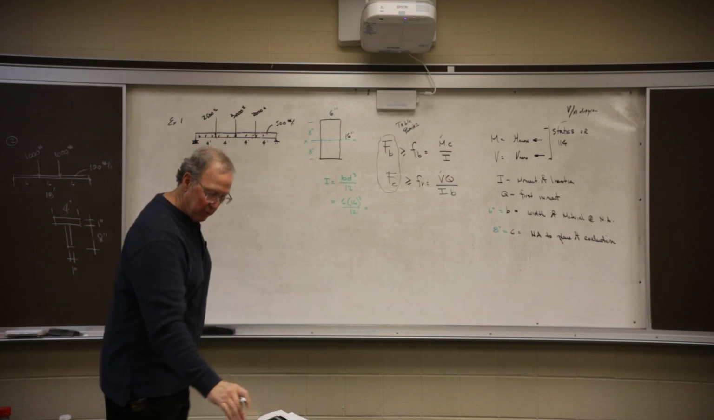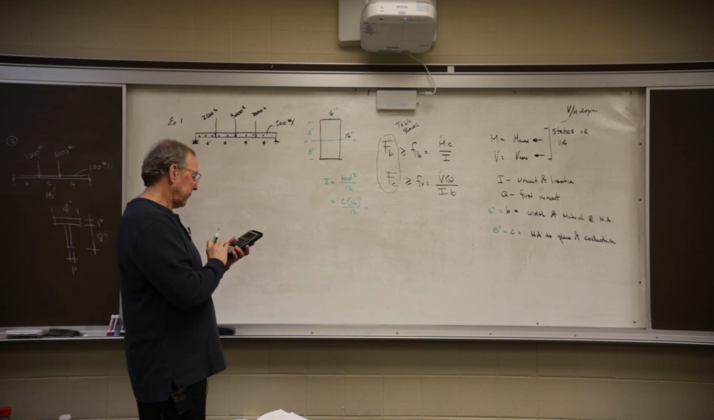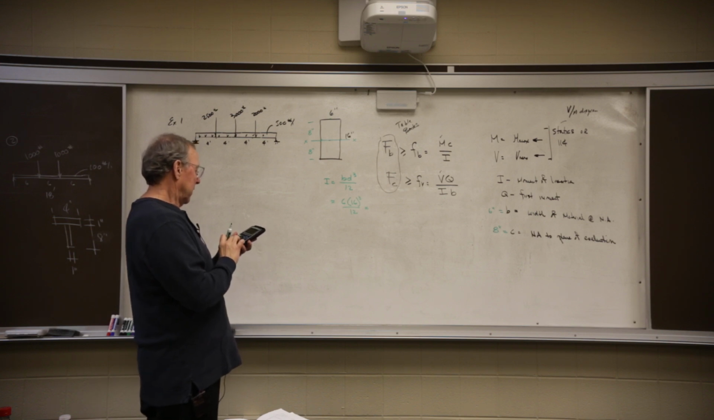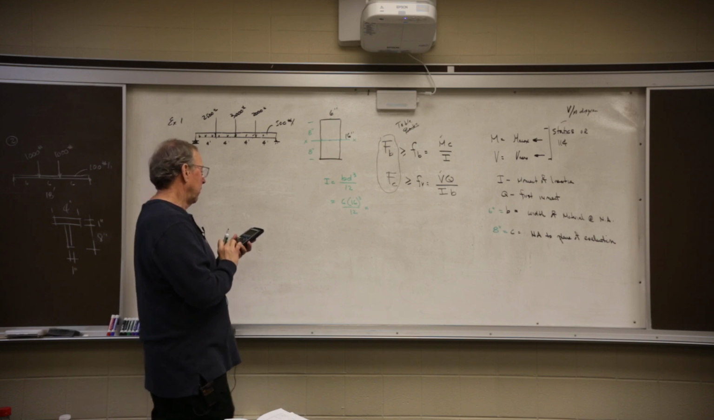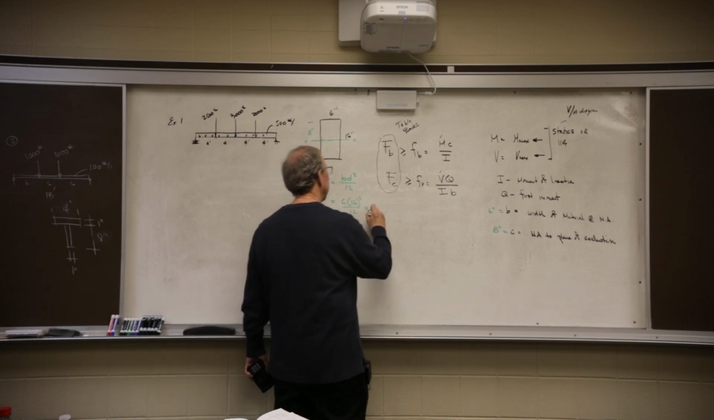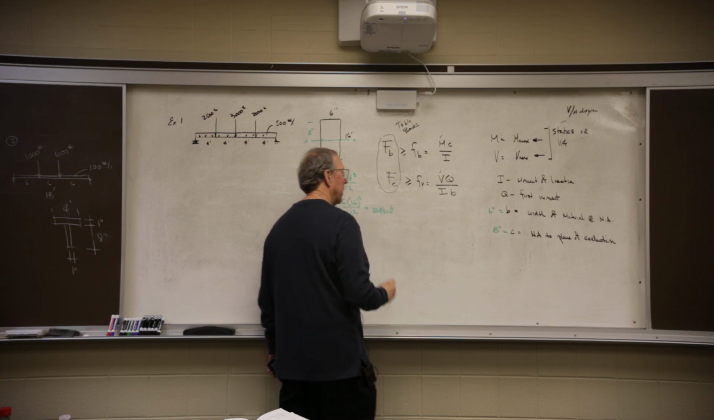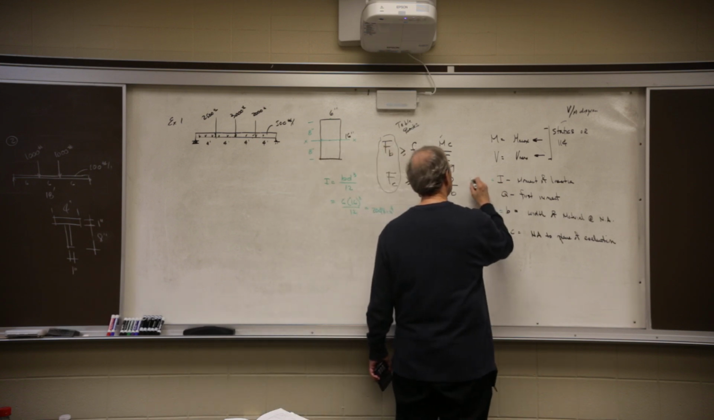So you take that and run it through your calculator. 16 cubed times 6 divided by 12 is 2048 inches to the fourth. That takes care of this one.